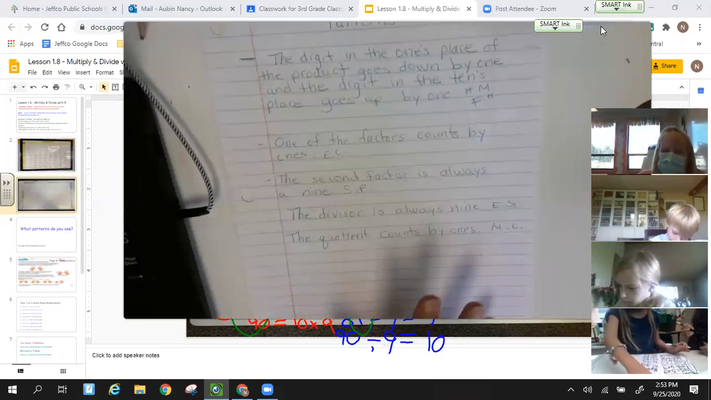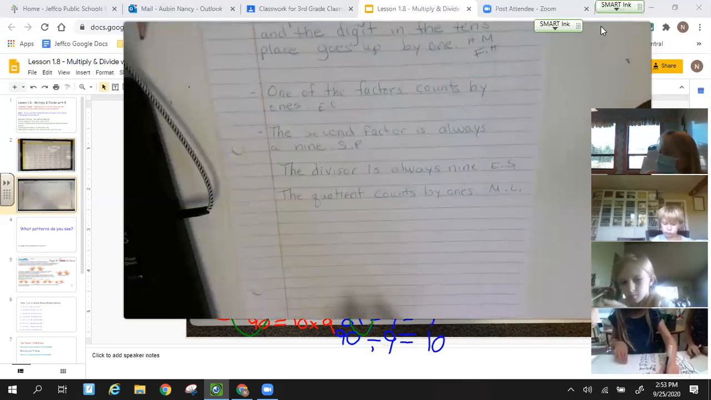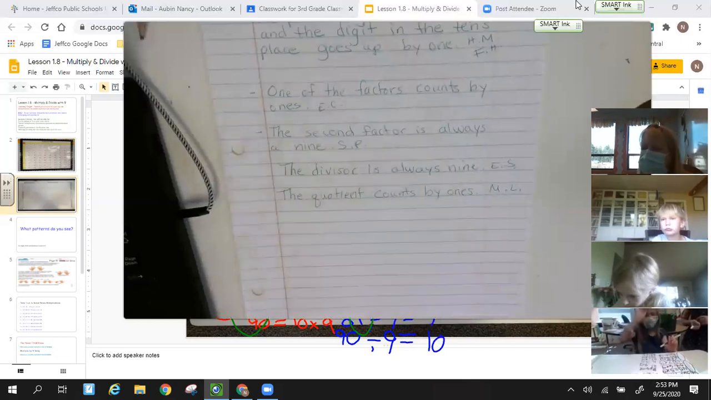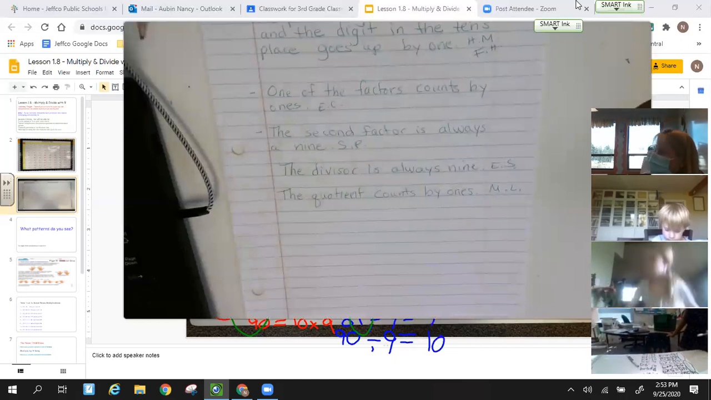And you don't have to write all of these. If you could just get one pattern written, I'd be thrilled. If you can write more than one, should you? Yeah, we all have to do our best, and everybody's best is different. Does that make sense? Yeah. Because we all are learning differently. Okay, what else did we notice?